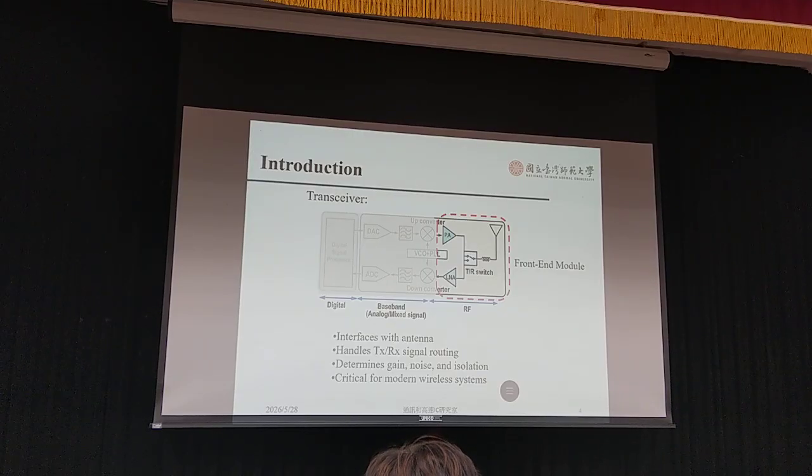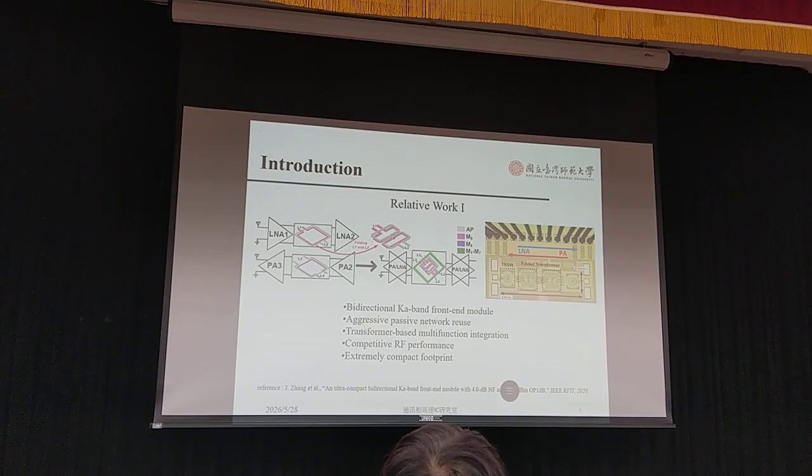wireless system. First, let us look at the previous work. This design shows a bidirectional Ka-band front-end module with a very compact implementation. The main idea is folded passive RF components for multiple functions. The advantage is high integration and small chip area.